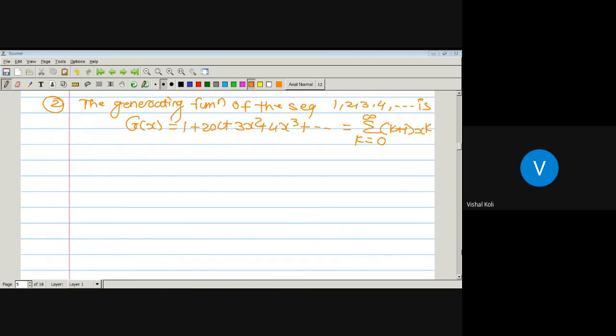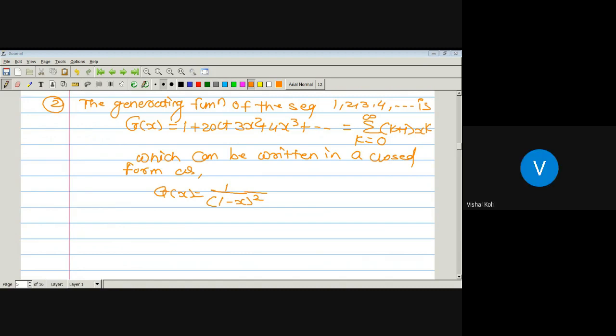Now, there is a series 1 plus 2x plus 3x square plus 4x cube plus and so on. Then what is its closed form? 1 upon 1 minus x, the whole square, which can be written in closed form as g of x is equal to 1 upon (1 minus x) whole square. If instead of this plus, it is alternate, that is minus, plus, minus, then what is the value? 1 upon (1 plus x) whole square.